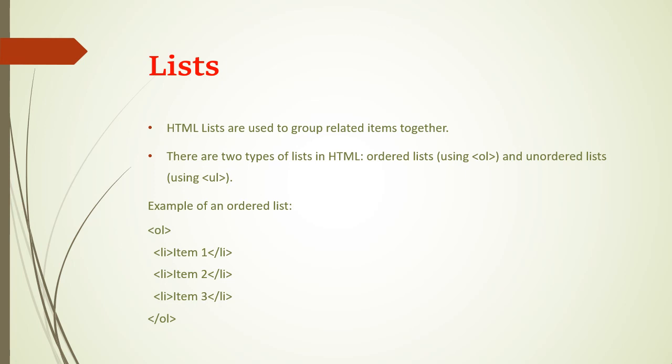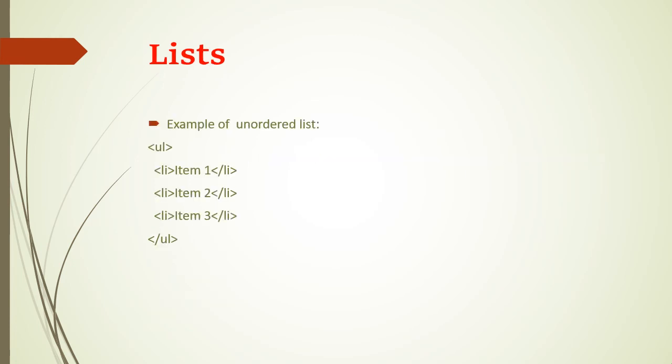The unordered list starts with the UL tag. Each list item starts with the LI tag. The list items will be marked with bullets by default. Here is the unordered list. It starts with UL and ends with UL, and items start with the LI tag, where we get the bullets, which are small black circles by default.